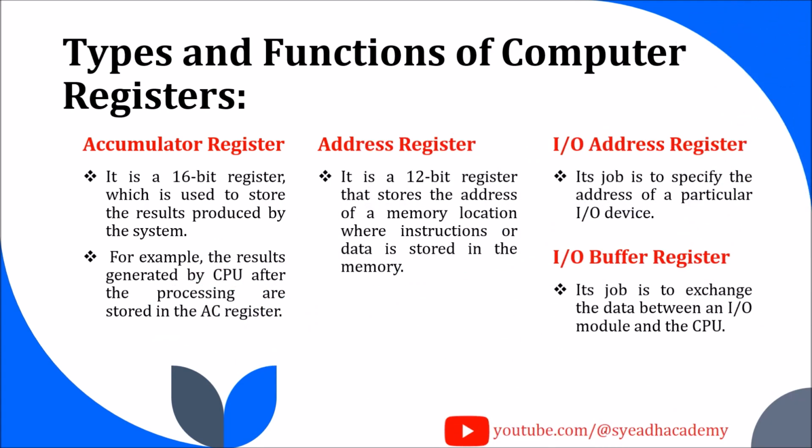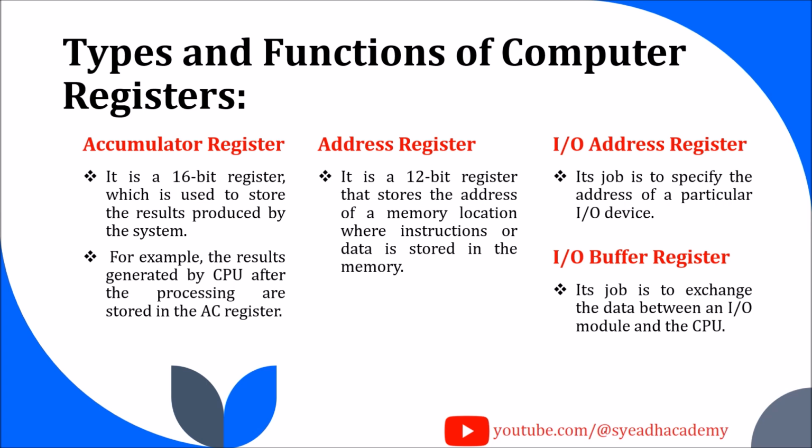4. Accumulator register. It is a 16-bit register, which is used to store the results produced by the system. For example, the results generated by the CPU after the processing are stored in the AC register. 5. It is a 12-bit register that stores the address of a memory location where instructions or data is stored in the memory.